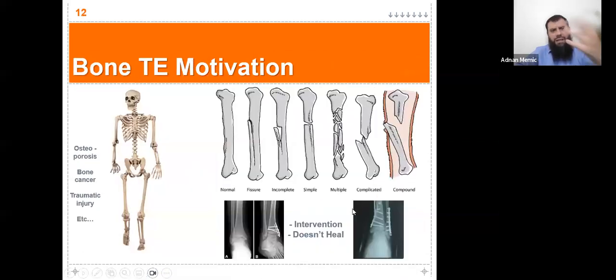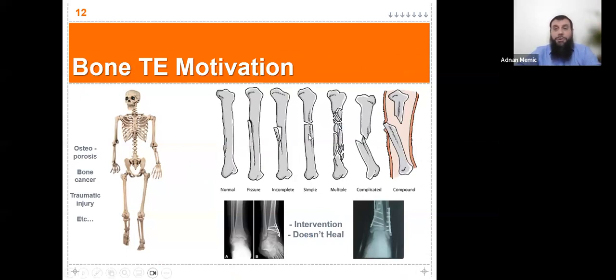So let's look at bone tissue engineering. What is the motivation for doing this? If you have a small fracture, an incomplete fracture or simple fracture, you probably just need a cast. There's nothing there. You probably don't need much more of an intervention than that.